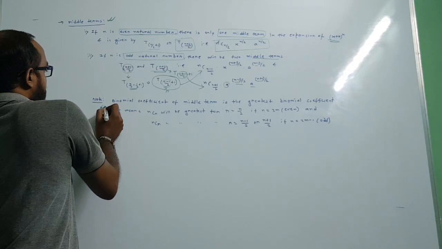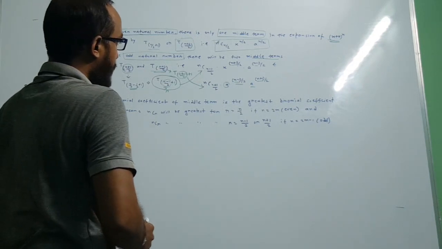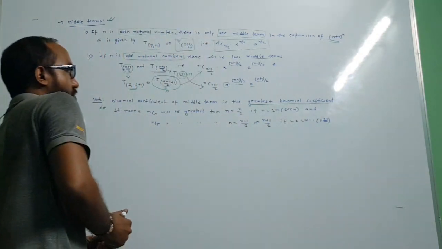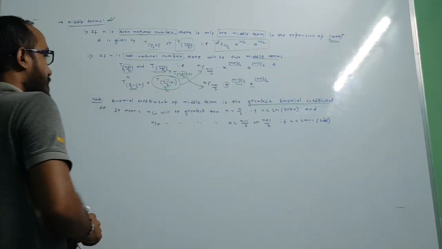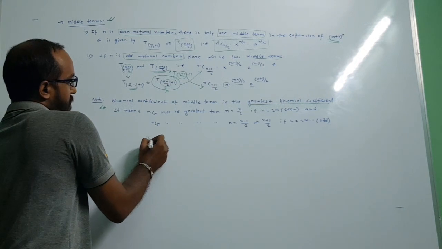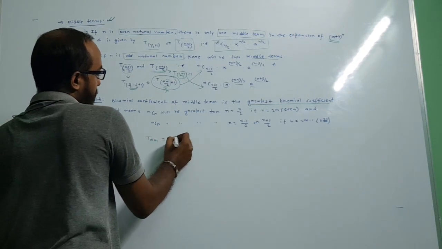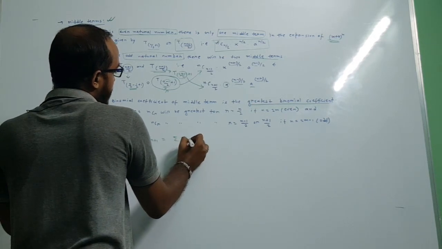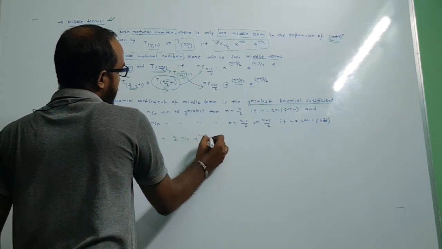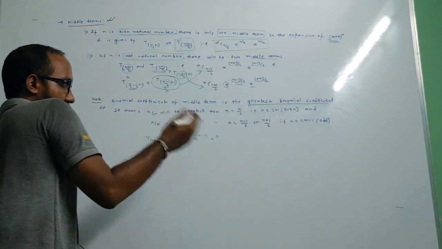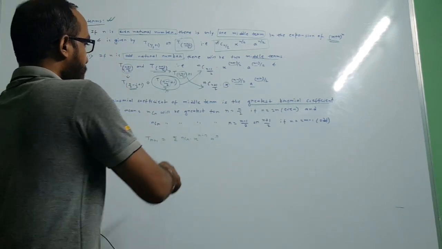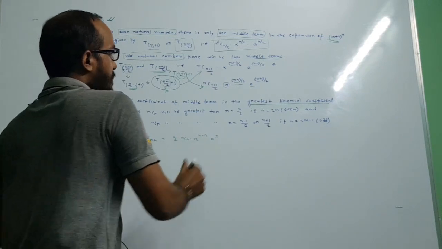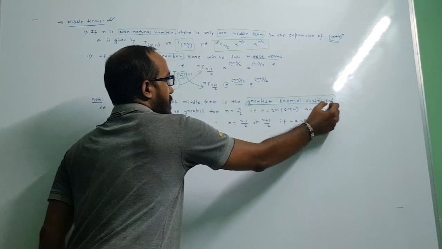And remember, this is very important: the binomial coefficient of the middle term is the greatest binomial coefficient. Because if you see the general formula, the t r plus 1 formula, that is summation of nCr x to the power n minus r a to the power r. So after the middle term, the terms will get reduced. So our middle term would be the greatest binomial coefficient.